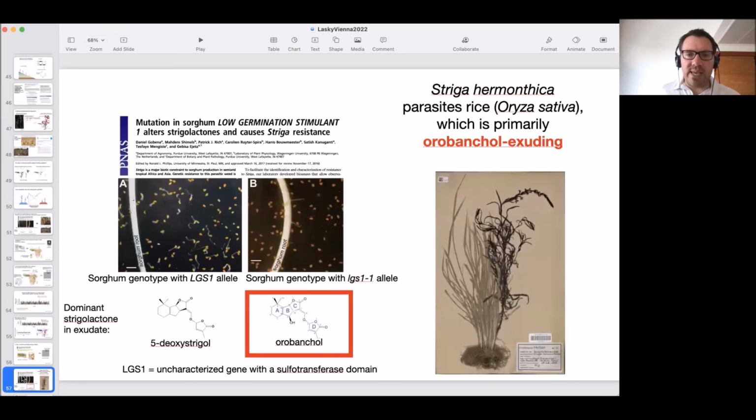And a little bit of a hint about that trade-off is that this specific strigolactone that the resistant sorghum exude doesn't stimulate germination of the parasite in this study.